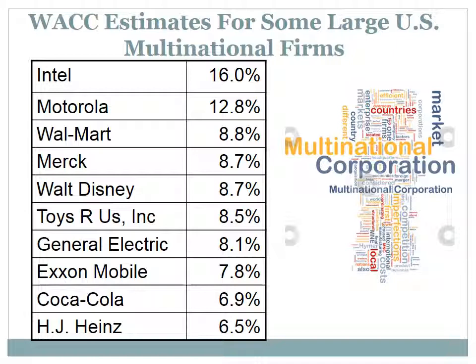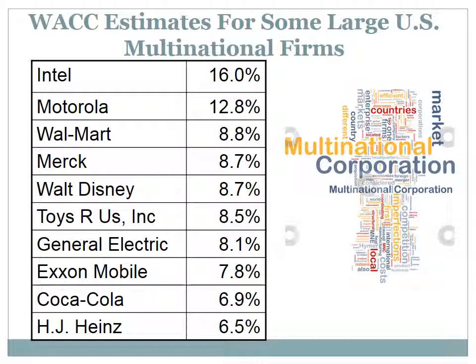You see Intel has a 16% estimated cost of capital, which is really high. Probably a lot of that has to do with the high level of business risk. Obviously, the tech industry has a very high level of business risk, and so that's why we see Intel and Motorola as having a higher cost of capital. Also, the mix of financing, how much debt versus how much equity, is going to have an impact on your cost of capital.